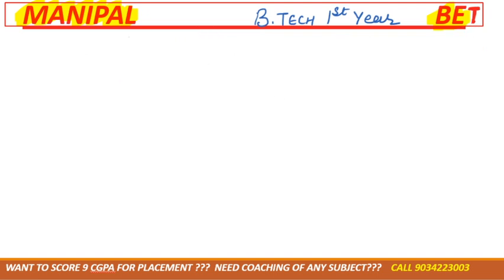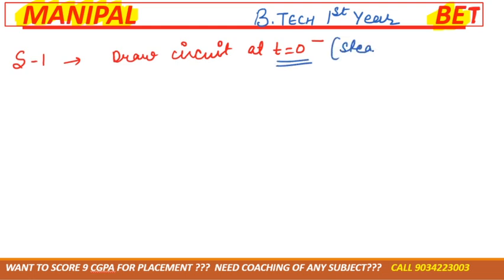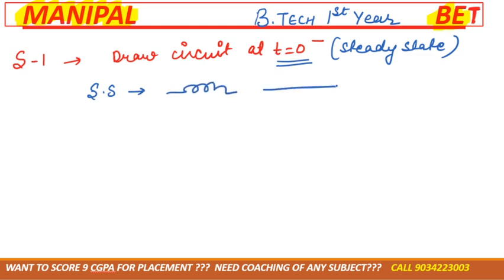Got it? Now after that, for any circuit, step number 1, we have to draw the circuit at t equal to 0 minus. As I told you, it is a steady state, correct? It's a steady state condition, and it's fixed that in steady state condition inductor will behave as a short circuit, the plain wire, and if there is a capacitor it will behave as an open circuit. I'm writing here, inductor will behave as a short circuit and capacitor will behave as an open circuit, particularly at t equal to 0 minus.